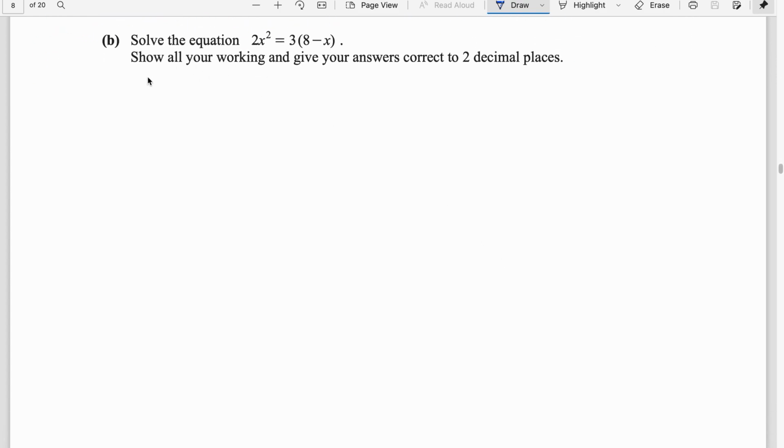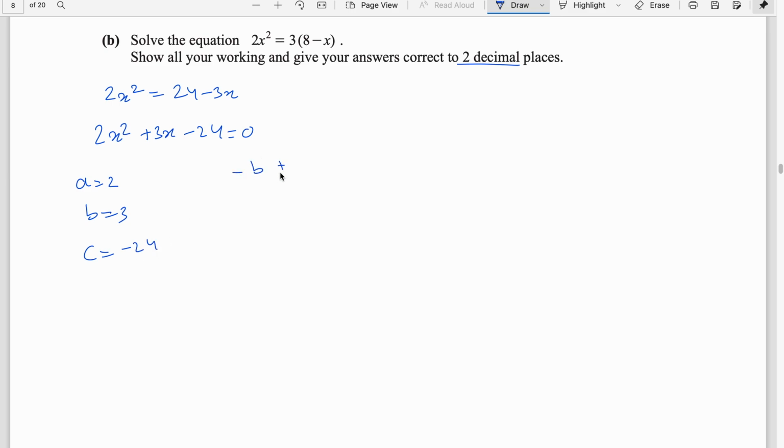Solve the equation, show all your working, give your answers correct to 2 decimal places. So this would be quadratic formula straight away. 3 times 24 minus 3x. Rearrange: 2x square plus 3x square minus 24 is equal to 0. A is equal to 2, B is equal to 3, C is equal to minus 24.